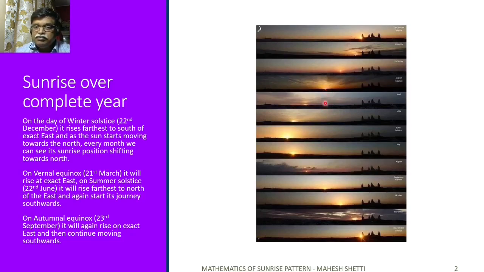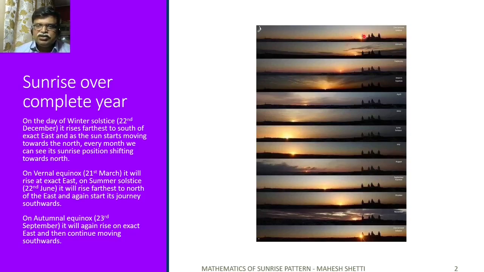And then as we move further, every next month the sun starts rising north of east, and this is the summer solstice day when the sun is going to rise the most north point from the east, and again it will start shifting towards south. As we can see here in this picture, it is moving towards the right hand side. Now on vernal equinox day as well as on autumnal equinox day it is going to rise exactly east. On summer solstice it is going to rise the northernmost point of east, and on winter solstice day it is going to rise the southernmost point of east.